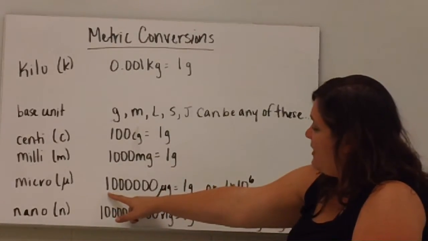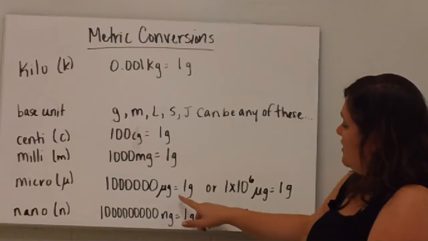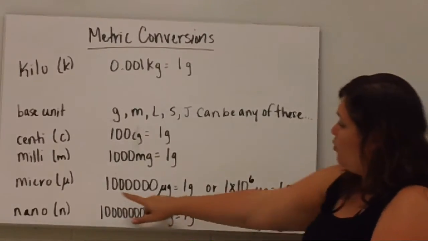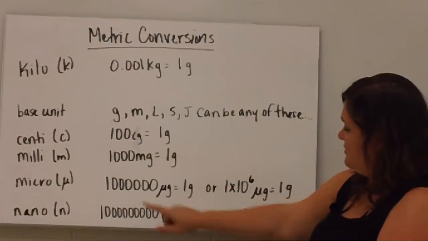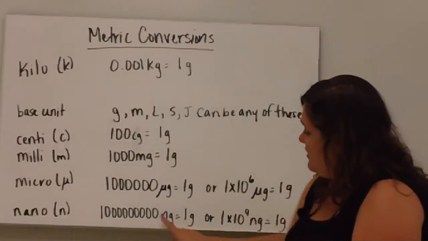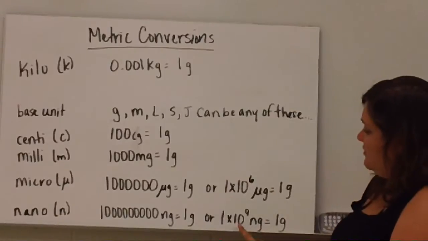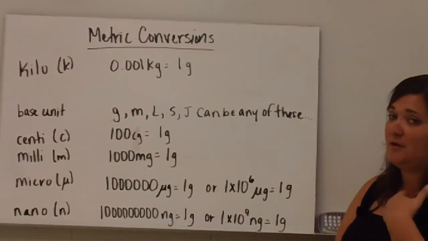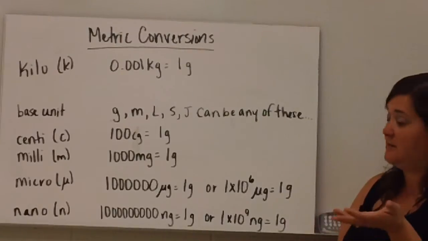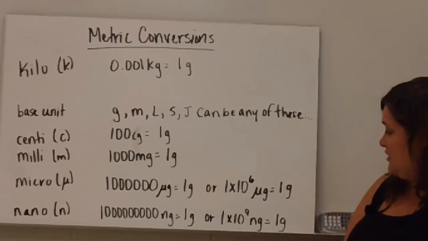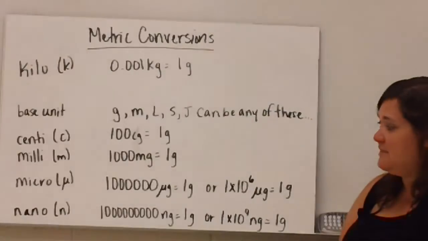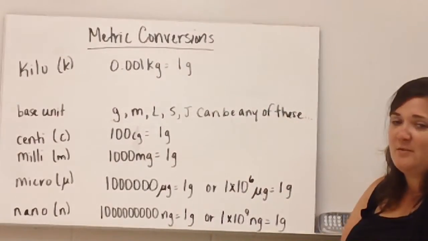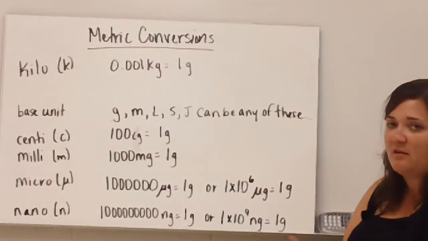And then we have micro, which is 10 to the 6th micrograms for 1 gram, or 1 and 6 zeros. And then we have nano, which is 10 to the 9th nanograms for 1 gram, or 1 and 9 zeros. Now personally, I don't like to count that many zeros, so I'll use scientific notation for micro and nano. Typically, I like to use scientific notation for any numbers 10 to the 5th and greater.